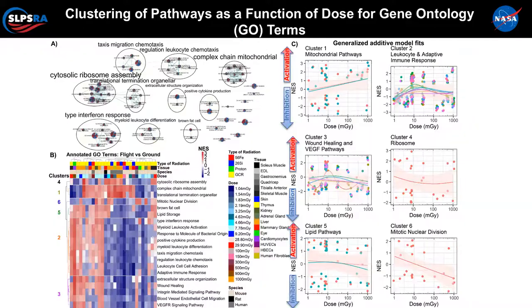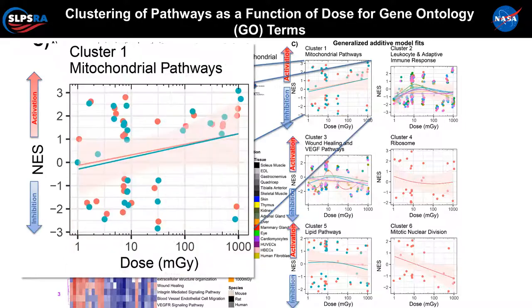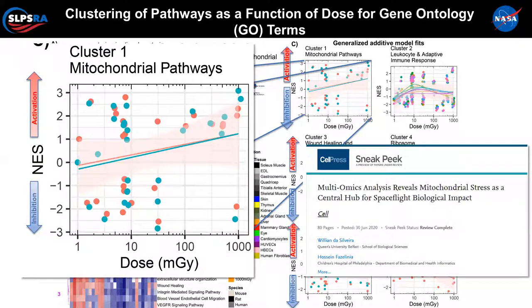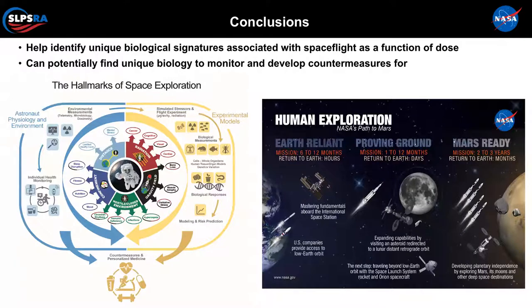As one brief example, after we did our analysis, one pathway that popped up was mitochondrial pathways. What's interesting is that we have a paper currently under review that agrees with this. The overall conclusion of this paper is that we might be able to use these techniques to relate what's done in the simulated studies on Earth for space radiation to actual low Earth orbit space radiation experiments. This can be used as a high-level way to determine countermeasures and potential targets to use for monitoring health risks.